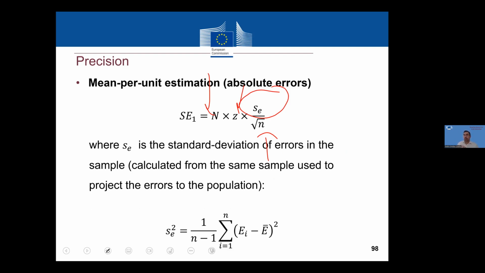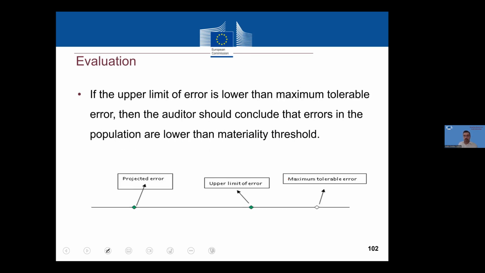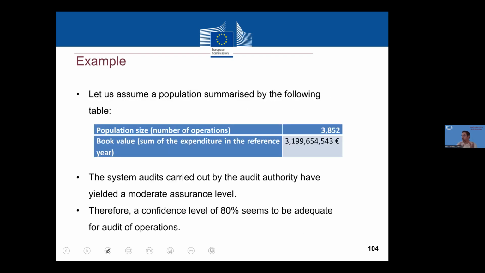In what regards ratio estimation, most of the parameters are exactly the same, with the exception of this standard deviation that is no longer the standard deviation of the error amounts, but is a standard deviation of a transformed error that, as we are going to see in the numerical example, is basically always obtained by subtracting from the error amount the multiplication between the book value and the error rate. Okay, Francesco? Okay, upper error limit compare with materiality threshold, and we take our decision. So before we go for a realistic numerical example, any comments or questions regarding the method itself?